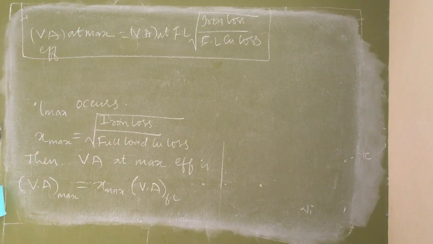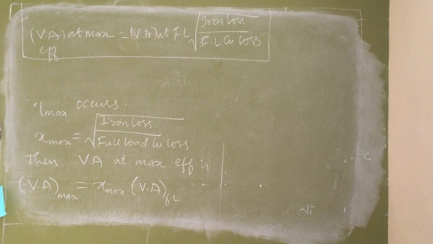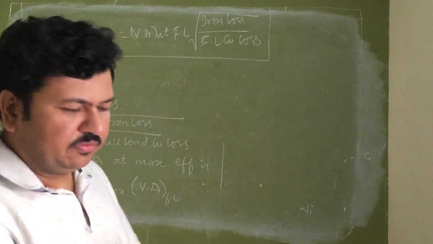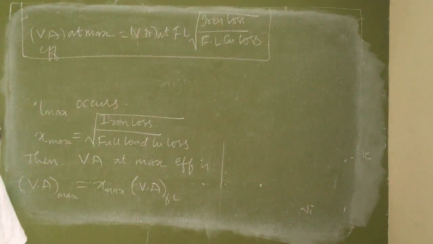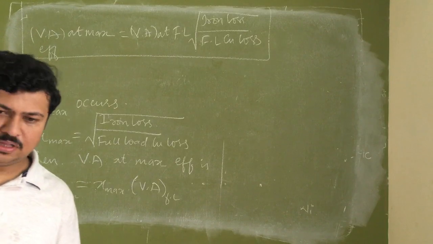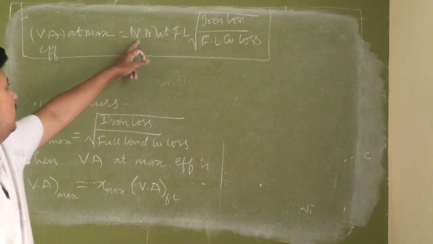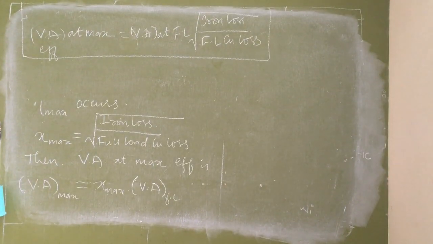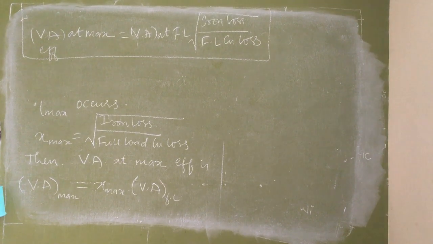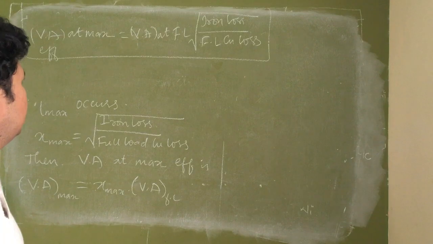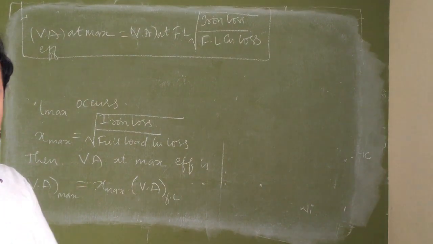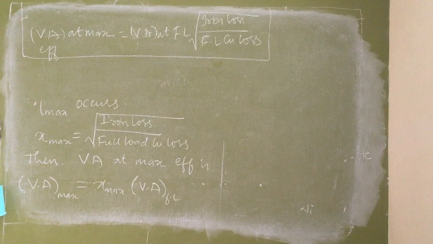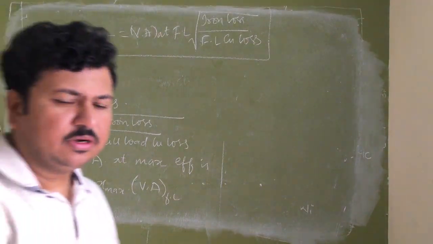Okay, so this is all about the efficiency of the transformer, the condition for maximum efficiency, and the volt ampere or kilovolt ampere. If it is kilovolt ampere, it will be kilovolt ampere. Generally, I have taken volt amperes. It can be kilovolt ampere, megavolt ampere, gigavolt ampere. Okay. So volt ampere at maximum efficiency equals full load volt amperes, that is the kVA rating or volt ampere rating of the transformer, into under root iron loss by full load copper loss. So this is the end of the analytical part of the transformer.